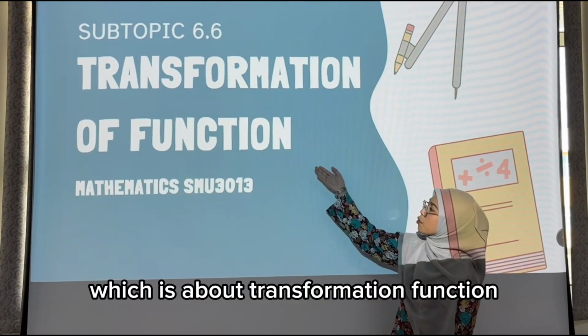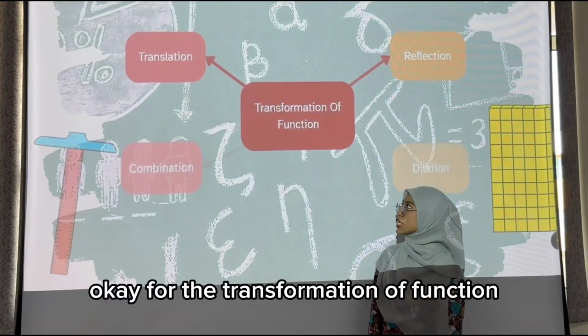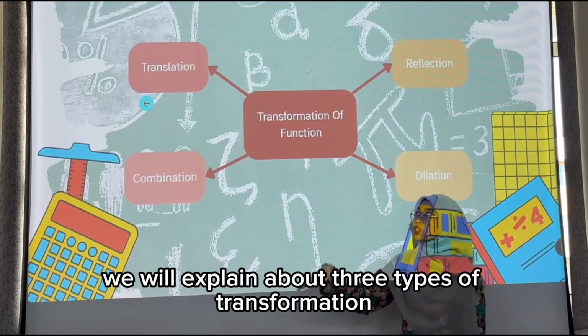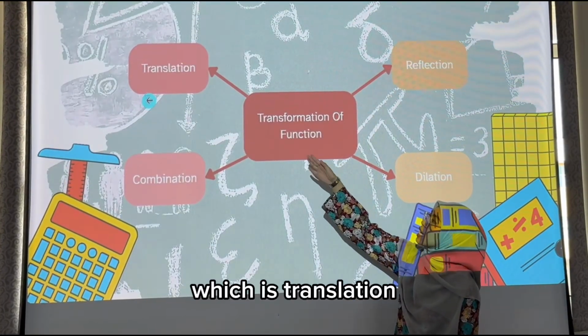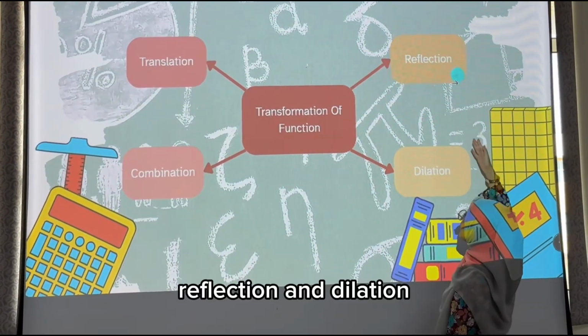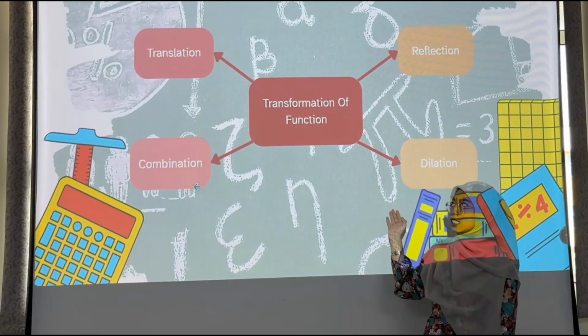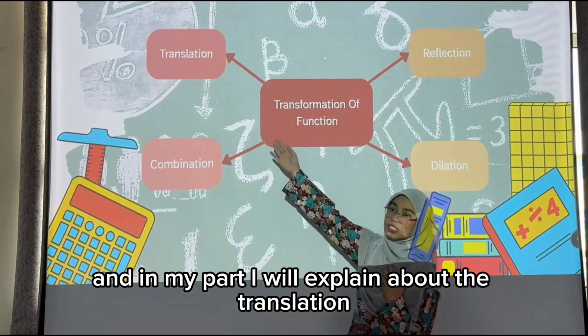Which is about transformation of function. For the transformation of function, in this video, we will explain three types of transformation: translation, reflection, and dilation, and the combination of these three types of transformation. And in my part, I will explain about the translation.